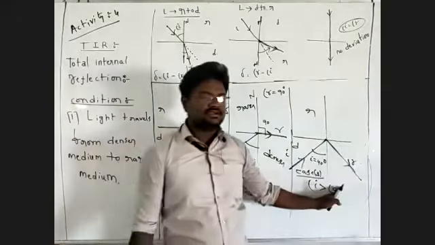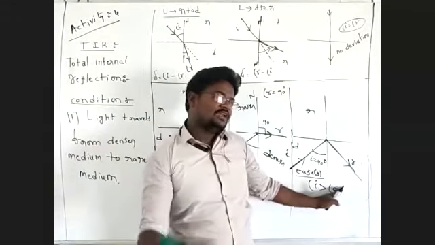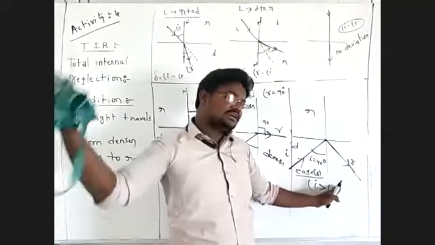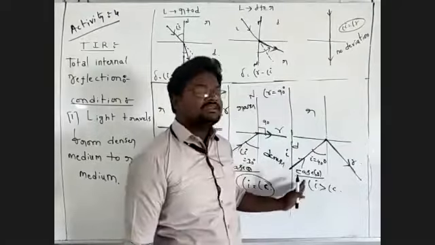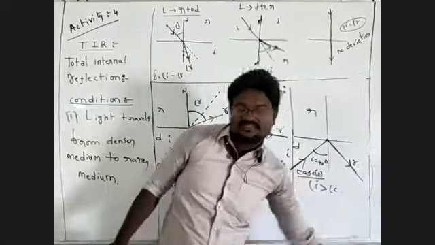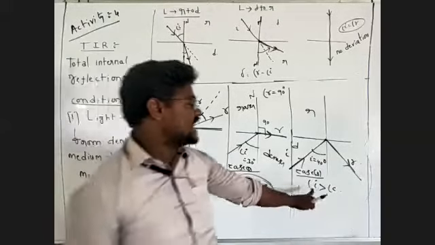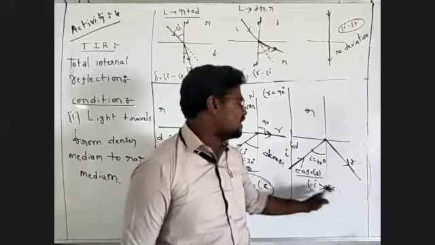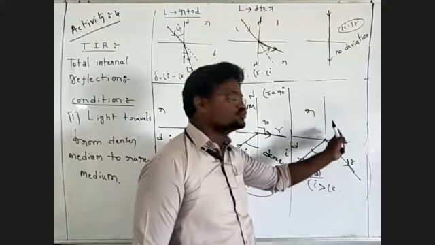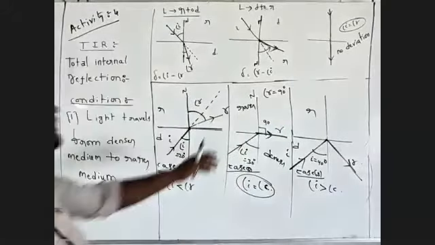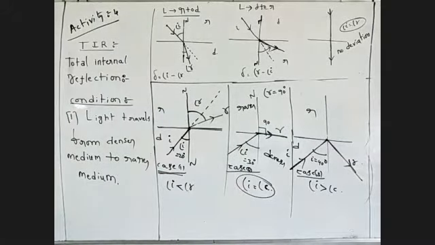In this situation, after the critical angle, the angle of incidence is greater than the critical angle, meaning light travels from the denser medium and reflection takes place in the denser medium. This is total internal reflection. When the angle of I is greater than the angle of C, all rays travelling from the denser medium are reflected from the interface back into the denser medium, because this is total internal reflection. It is very, very important. Now you will see the next one.